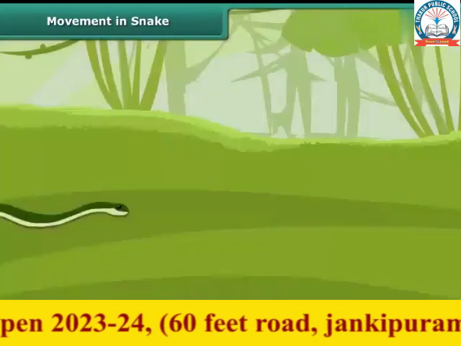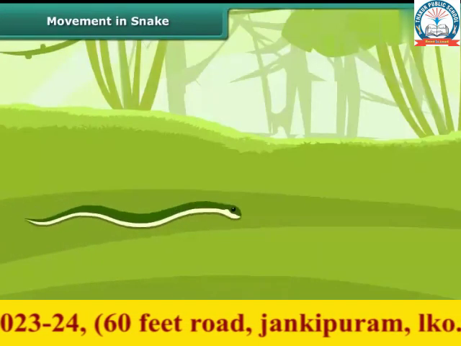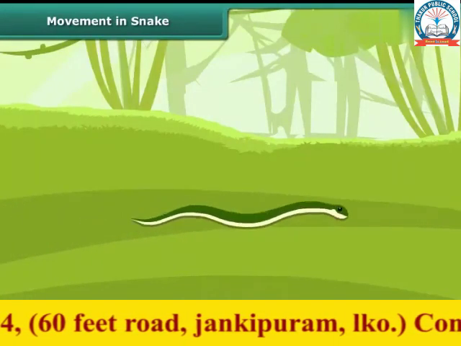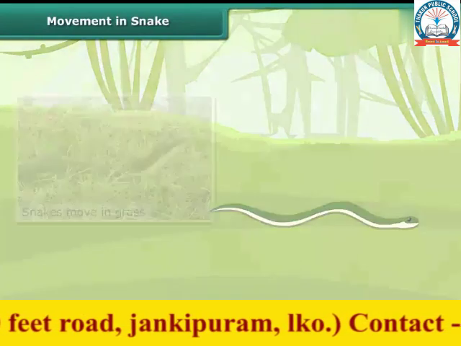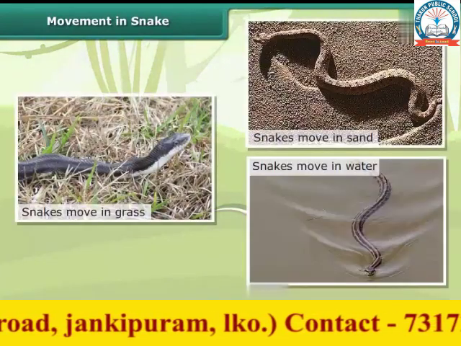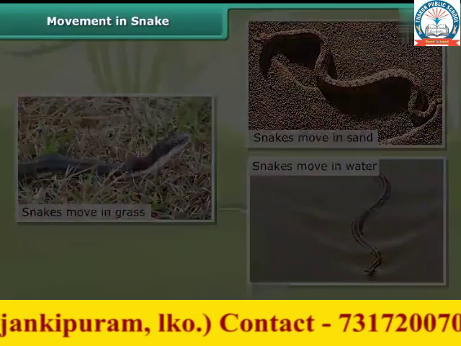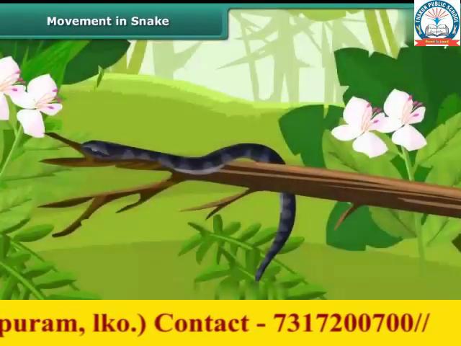Snakes have a long backbone and many interconnected muscles that help them to slither. Snakes can move in grass, sand and water. Snakes do not have arms or legs, but even then they can climb trees.